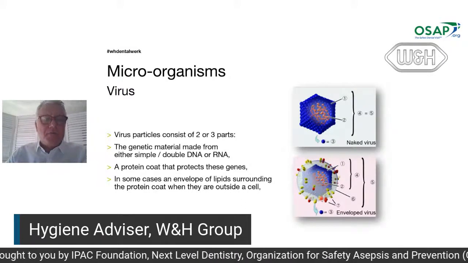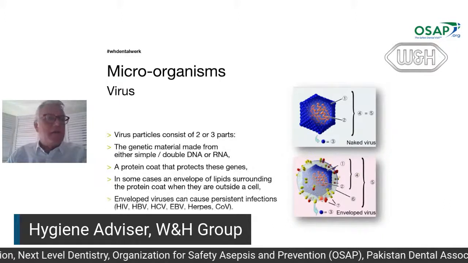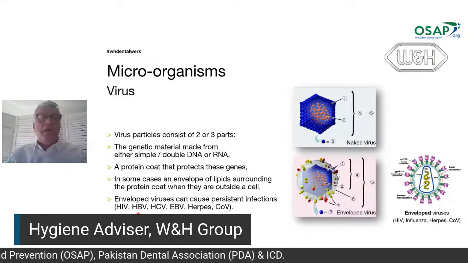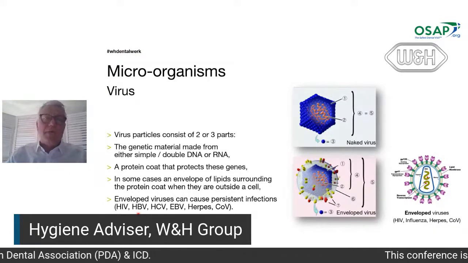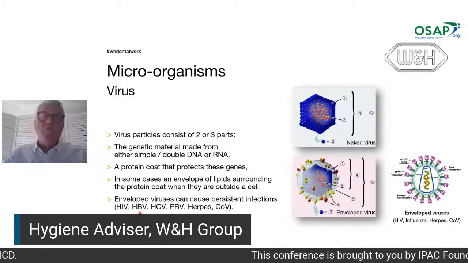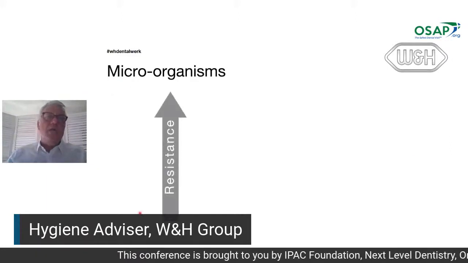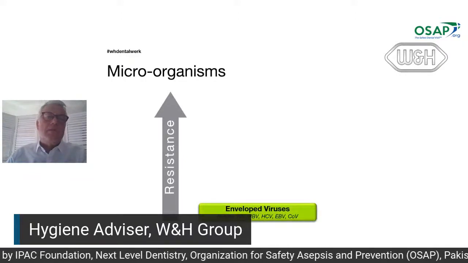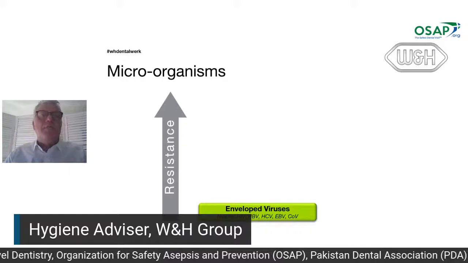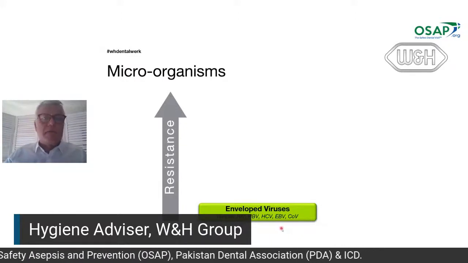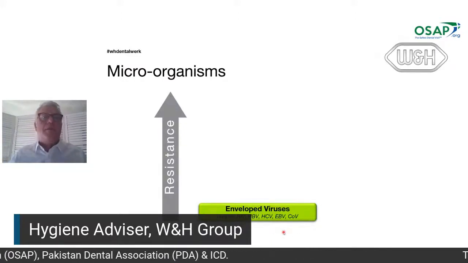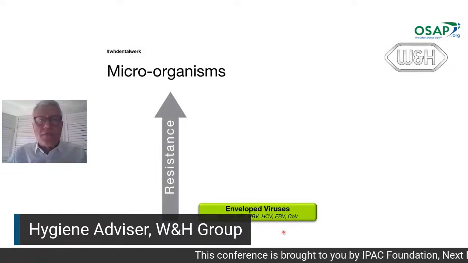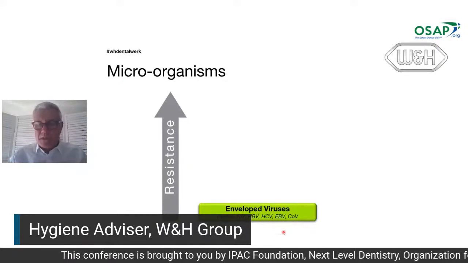So these enveloped viruses are the worst. You find all the worst, including COVID, HIV, hepatitis B, C, Ebola, herpes. These enveloped are really the worst. Now, the good news, and that's the purpose of my introduction, when it comes to resistance, they are the weakest, they are fragile. It doesn't mean that they will die by themselves, okay, after a certain time, yes, but when it comes to reprocessing, we have to do something to, in this case, inactivate viruses. So this is the good news.